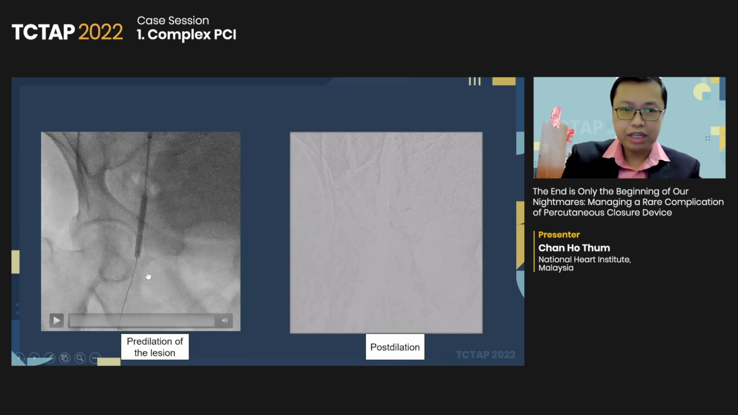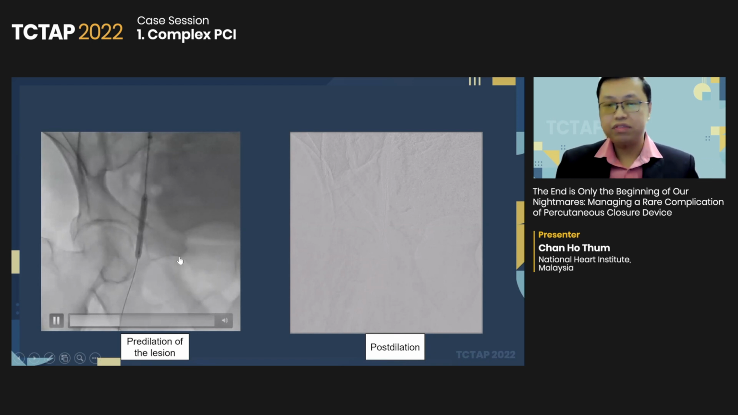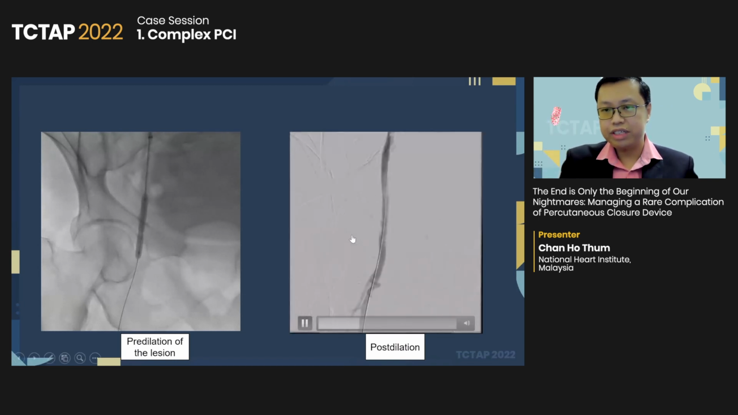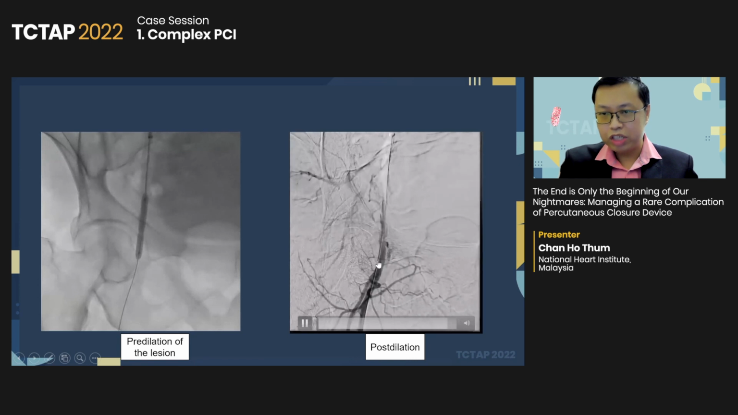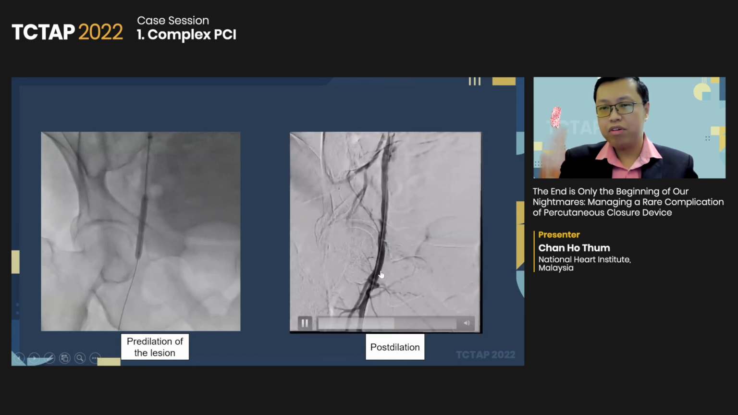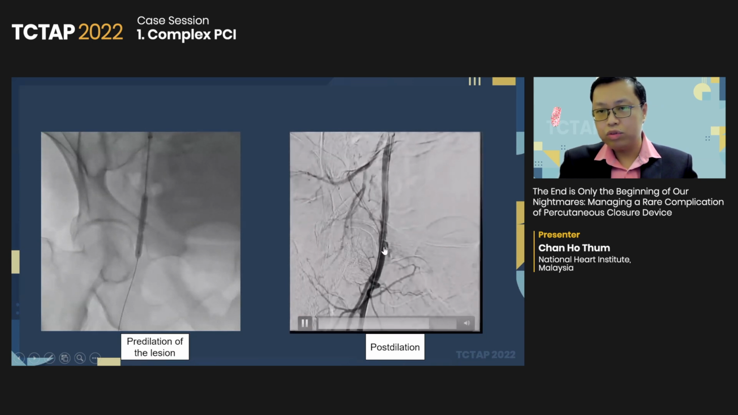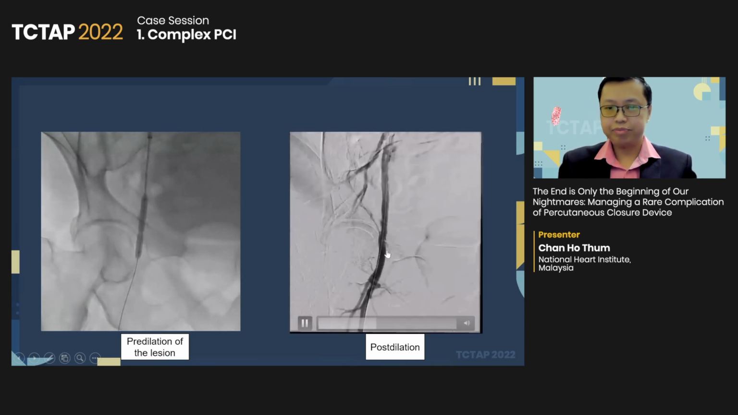So despite inflating fully, you can see there's a bit of narrowing or shouldering here, which is the site of the lesion. After the dilatation, you can see that there is much improvement down the femoral artery. However, at this site here, there is now leaking or oozing from the puncture site.